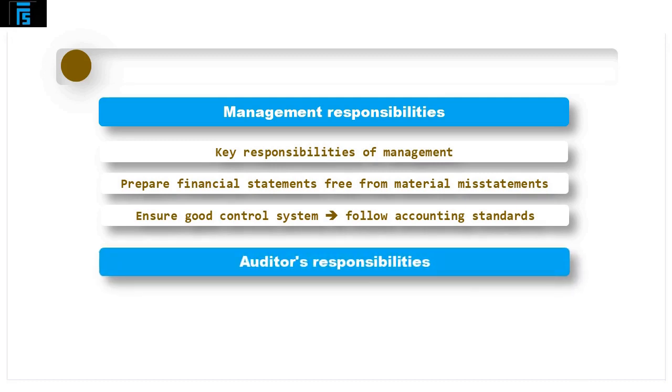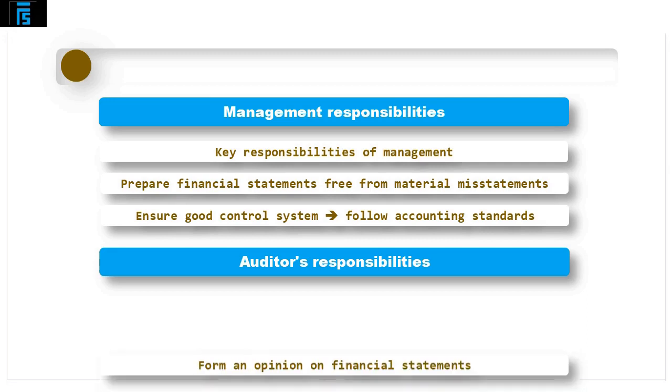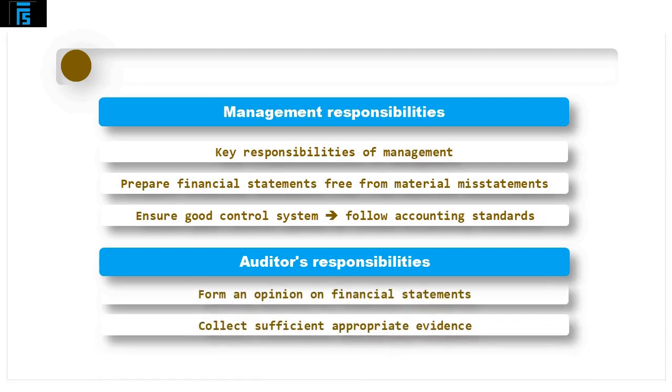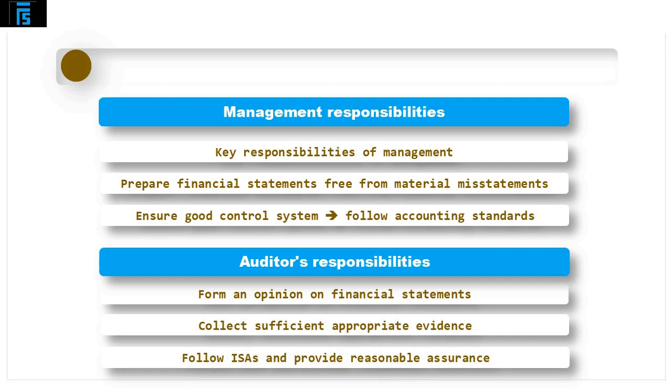Auditors' responsibilities are also included in a paragraph, explaining that they must form an opinion on the financial statements based on sufficient appropriate evidence collected through audit procedures. The audit was conducted in accordance with ISAs, and the audit was planned and performed to provide reasonable assurance on whether the financial statements are free from material misstatement.